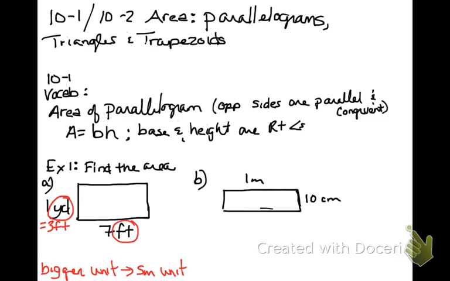Okay, now you're going to find the area of this rectangle. And you would do base times height. So the base is 7, and the height is 3. And you would go 3 times 7 is 21. And then you would take your unit of measurement, which is feet. And you put feet, and you square it, because you did feet times feet. B.